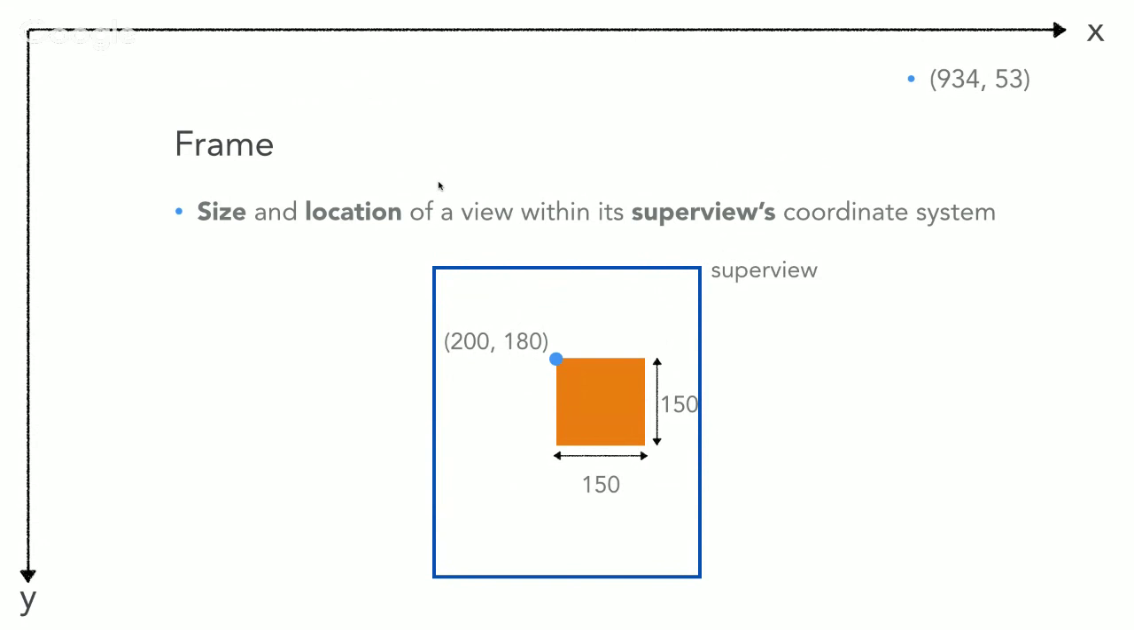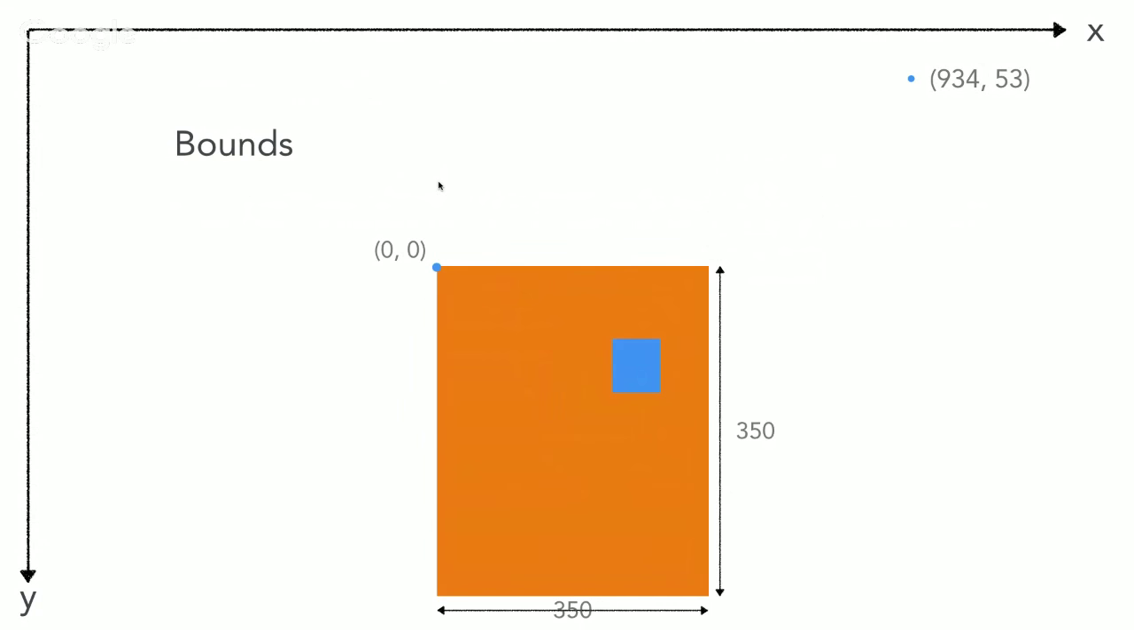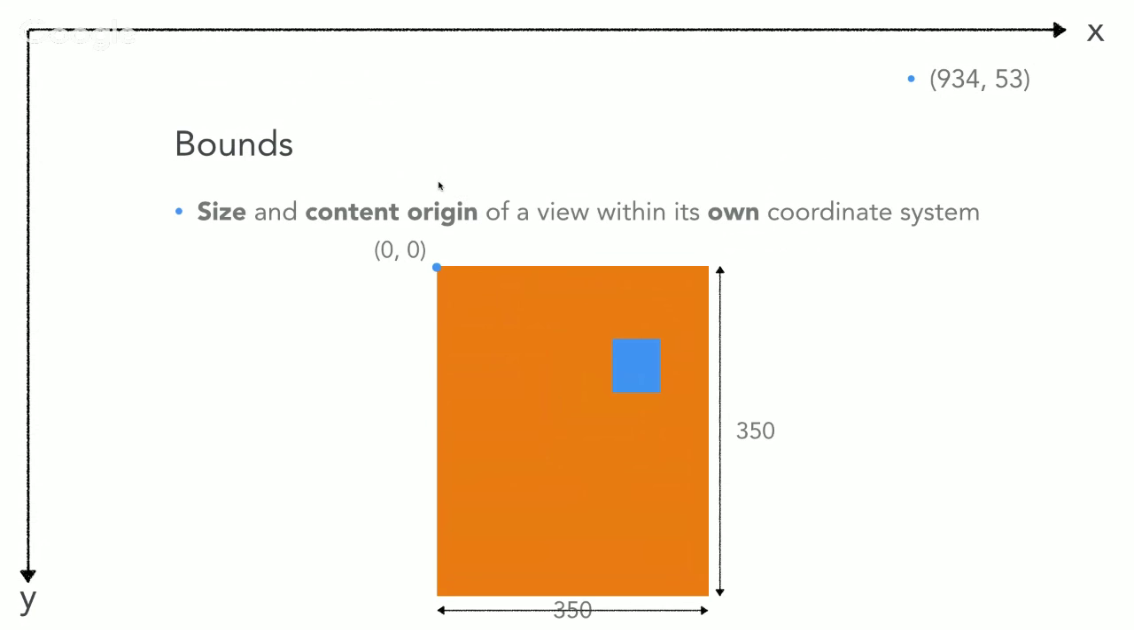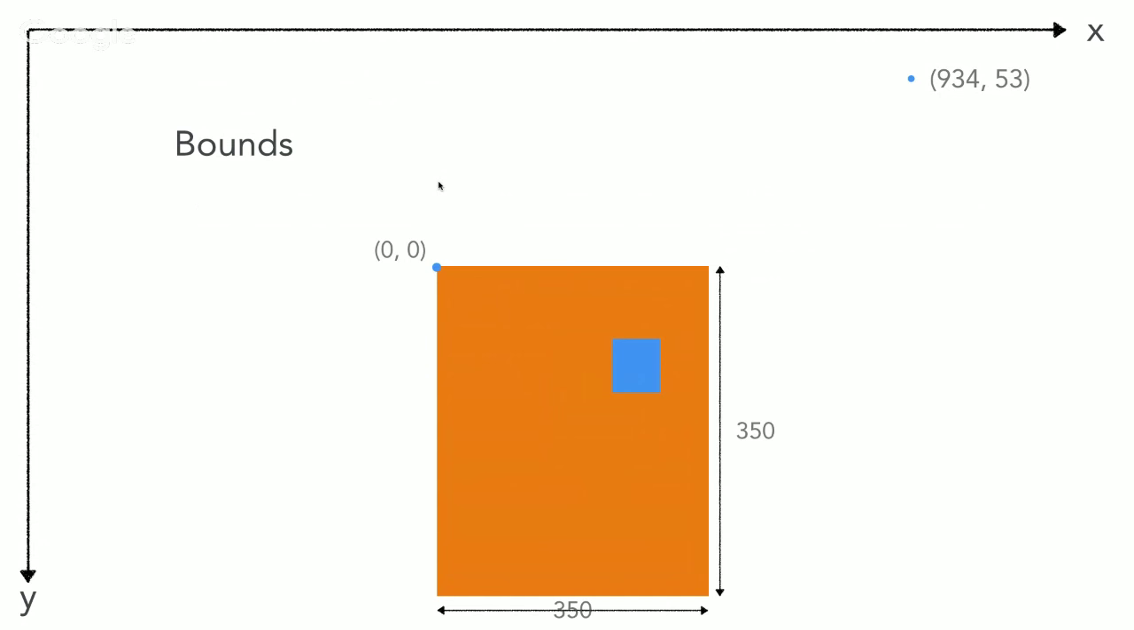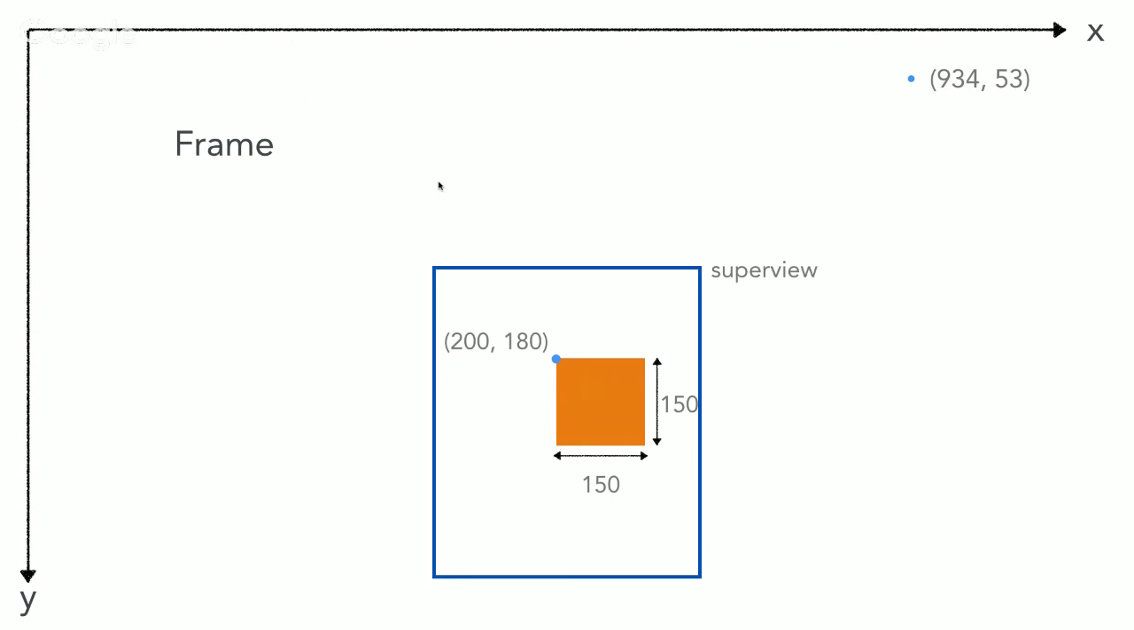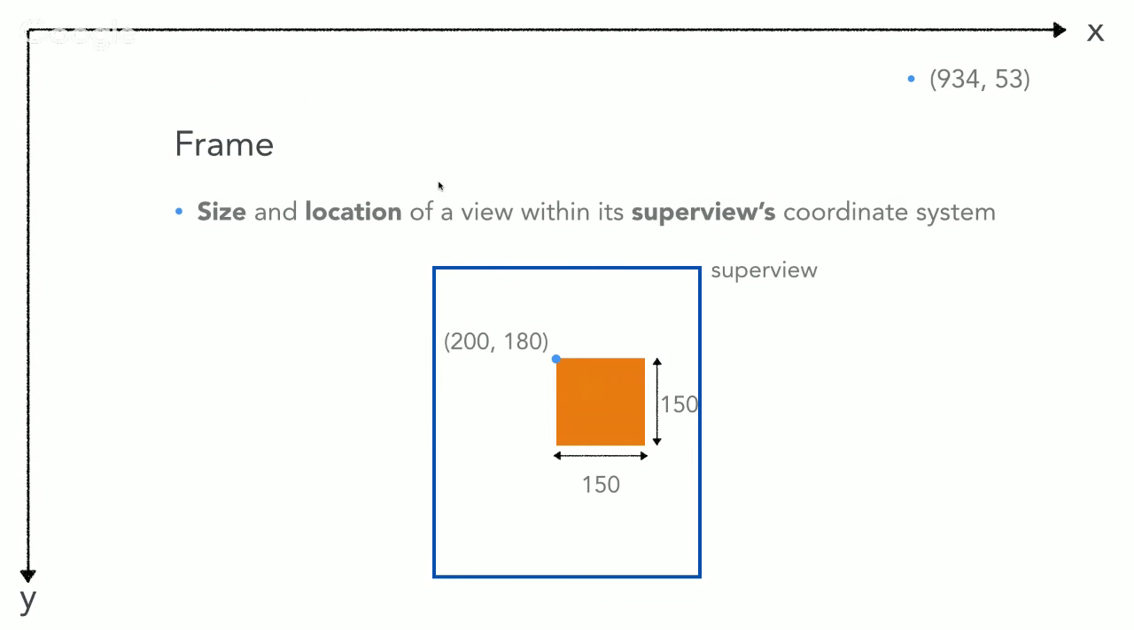Now, let's talk about the bounds. The bounds is the thing that I think most people will get confused with, and personally I am too. So the bounds is the size and the content origin of a view within its own coordinate system. All right, you see the distinction over there. Let's go back to the previous slide. There we go. The frame is the size and the location of a view within its superview's coordinate system. But the bounds is different.